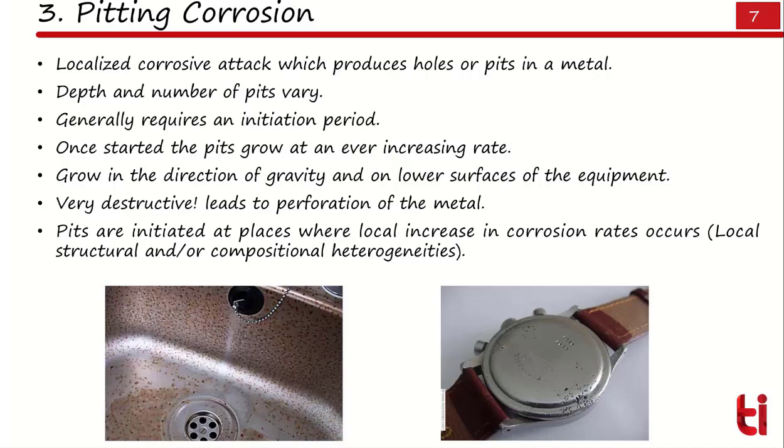Pits are initiated at places where a local increase in corrosion rate occurs. Why only a particular portion of the metal gets corroded? It is because the pit forms at a location where there is a local inhomogeneity in its chemical composition. So at that particular point, your corrosion rate is much higher as compared to the rest of the region because of the structural or compositional heterogeneities present at that local point. Those points undergo faster corrosion and form pits and holes.